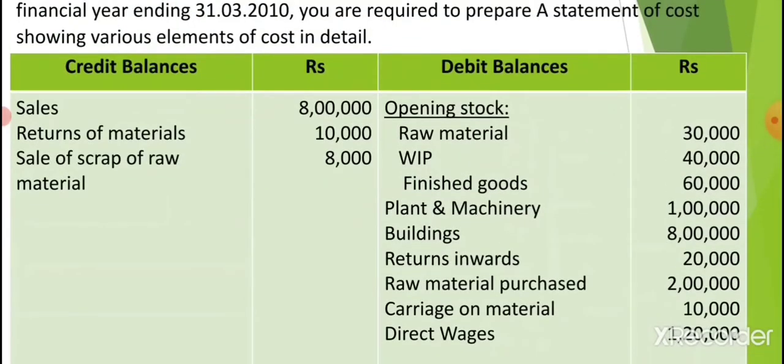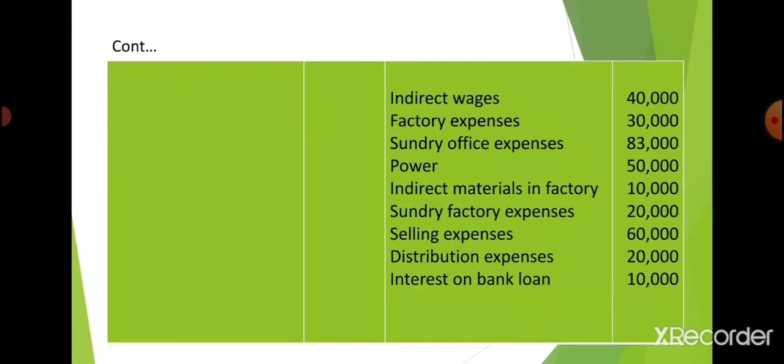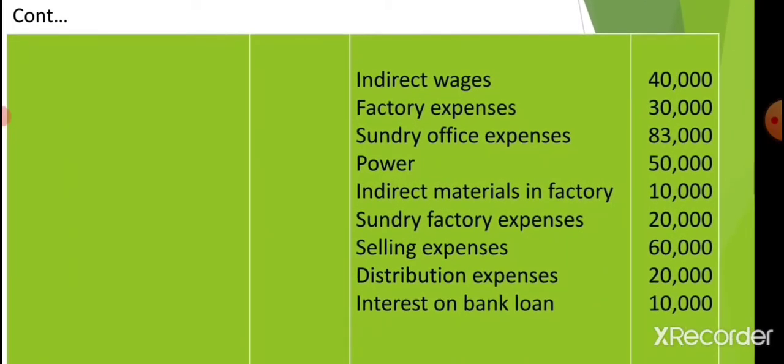Raw material purchase 2 lakhs. This is for the calculation of material consumed. Carriage on raw material, this is also for the calculation of material consumed. Next, direct wages should be taken in the prime cost, 1,20,000. And then indirect wages. So indirect wages are factory overheads, 40,000, should be taken under the head factory overheads. Factory expenses, these are also taken for the factory overhead, 30,000.